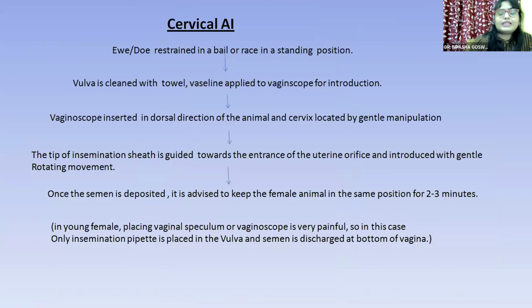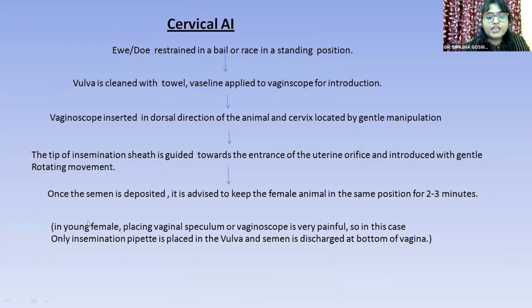Cervical AI. In this process, the ewe or doe is rested in a bell or rack in a standing position, and the vulva is cleaned with a towel, Vaseline is applied, and a vaginoscope is used for the introduction. The vaginoscope or vaginal speculum is inserted in the dorsal direction of the animal, and the cervix is located by gentle manipulation. The tip of the insemination sheath is guided towards the entrance of the uterine orifice and introduced with gentle rotating movement. Once the semen is deposited, it is advised to keep the female animal in the same position for 2 to 3 minutes.